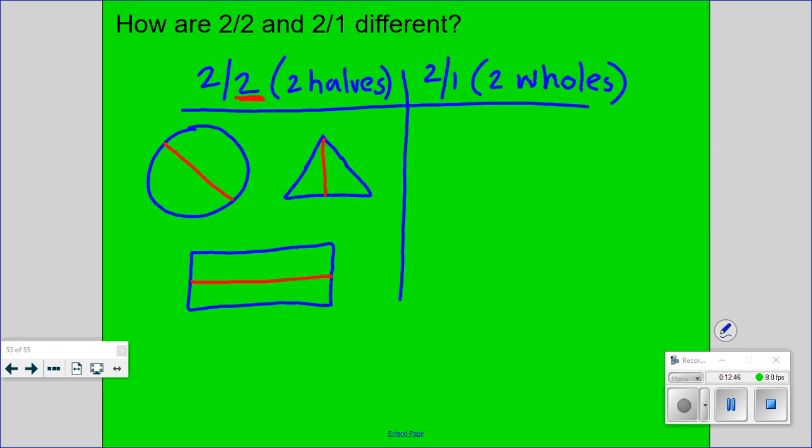Now my numerator right here, Lincoln, what does my numerator tell me? How much is shaded? How much to shade in? So I need to shade in 2 parts.